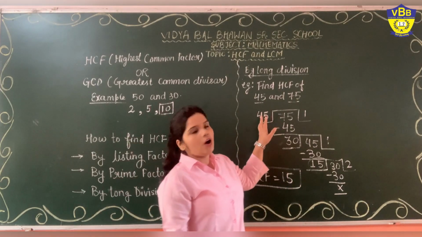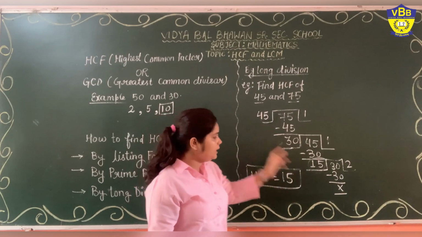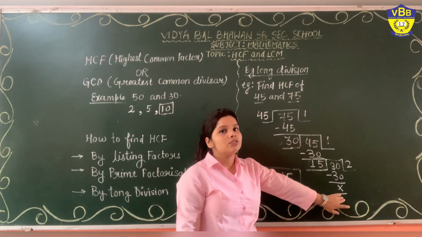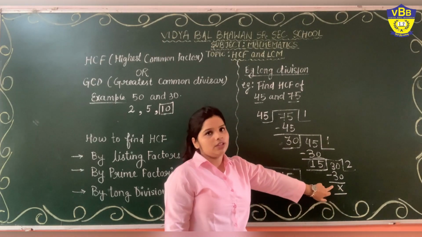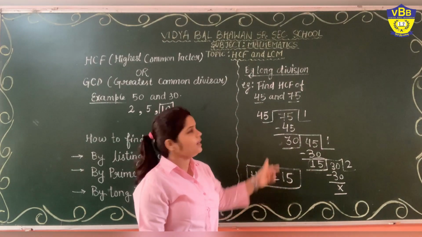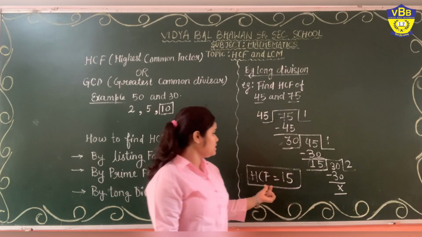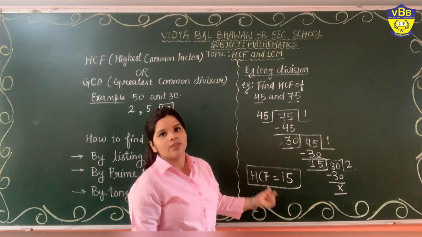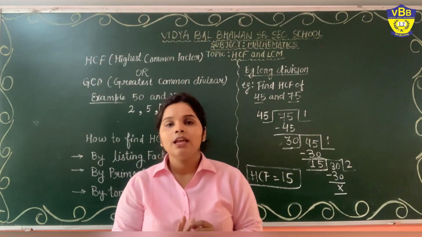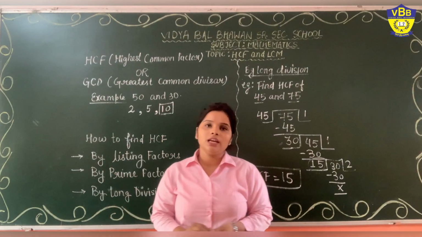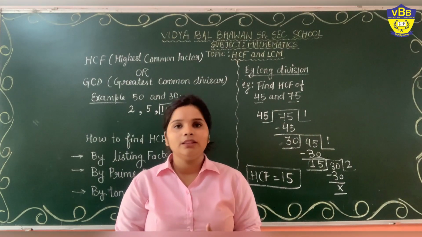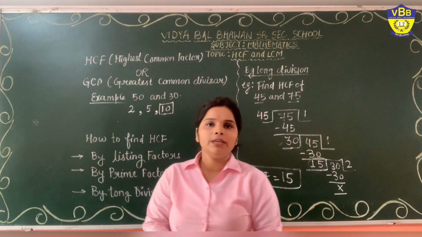We need to perform the division until we get remainder 0. Here we are getting 0. So in this particular division, what is the divisor? 15 is the divisor, and it is dividing completely. So what is the HCF? 15 is the HCF. We have solved three methods, and all the three methods give the same answer. So this implies that we can use any of these three methods, the answer will be the same.